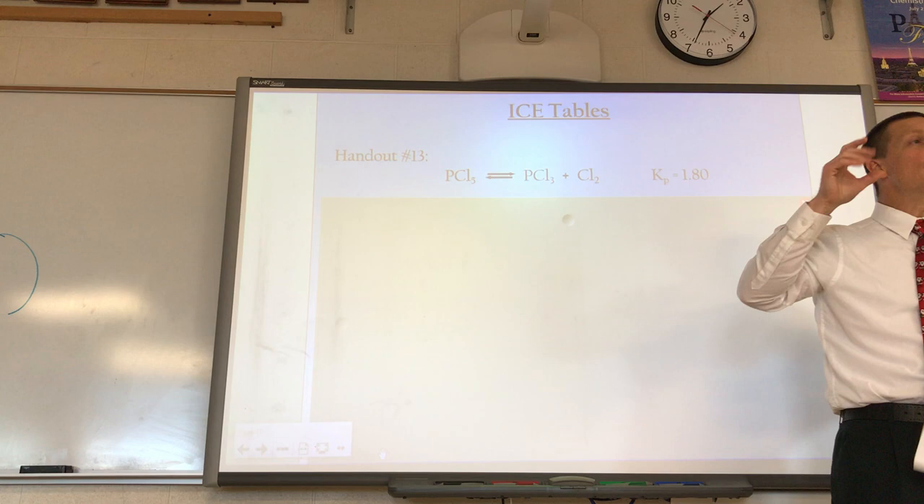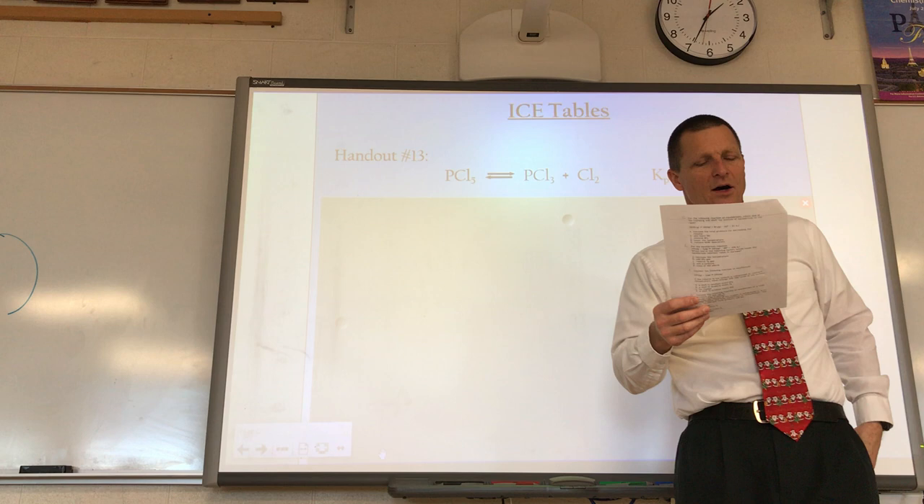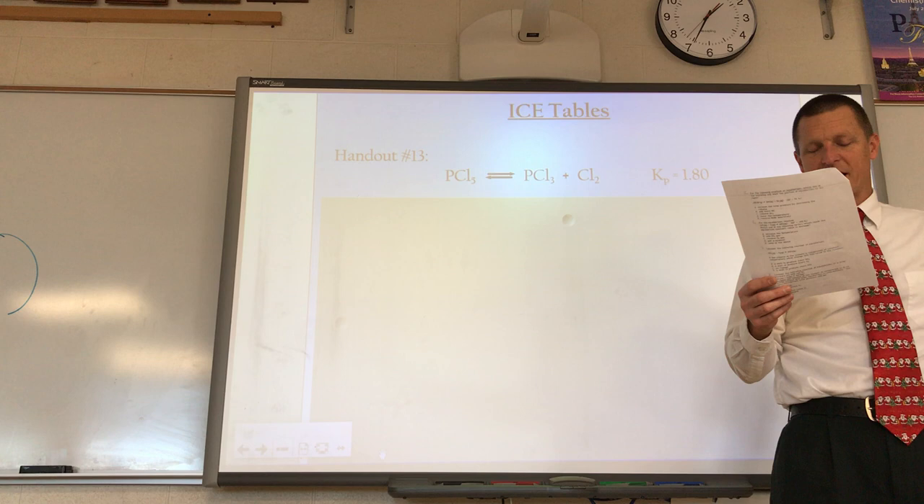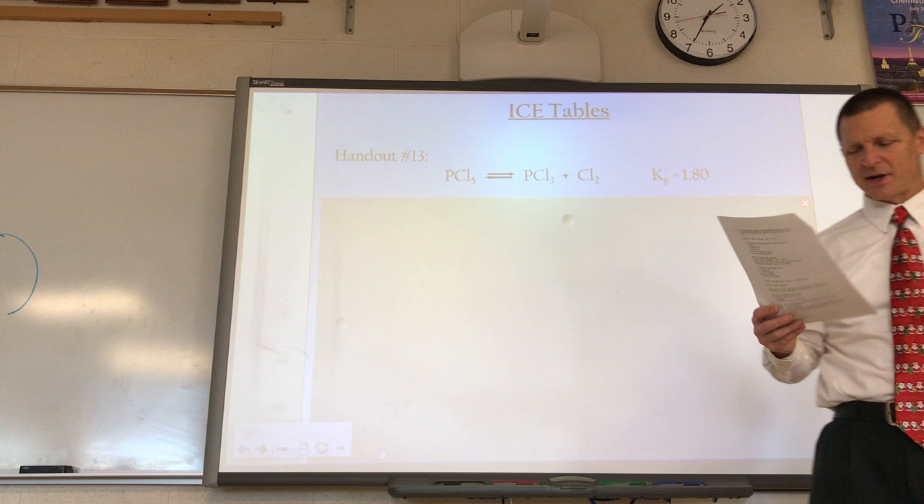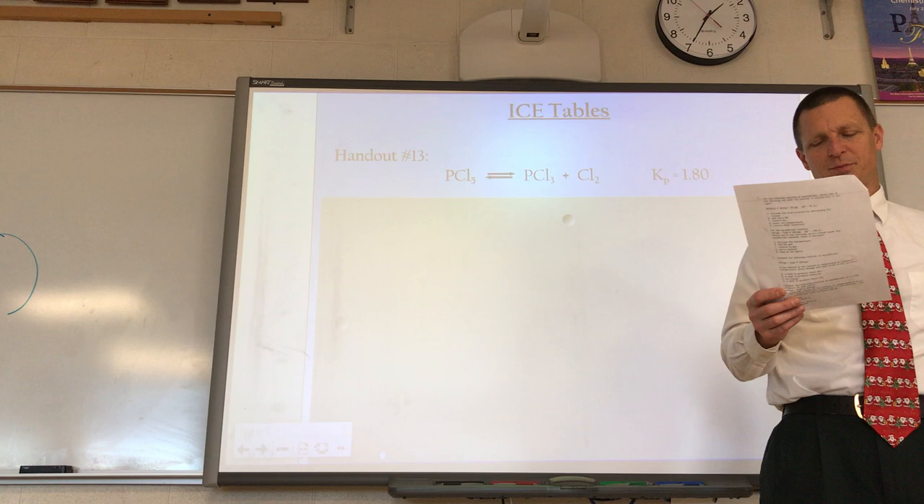Let's look at the problem first. Number 13. Look at number 13 with me. At 250 degrees, the equilibrium constant Kp for the reaction below is 1.8. So here's the reaction. PCl5 breaks down. You can see what happens. Sufficient PCl5 is put into a reaction vessel to give an initial pressure of 2.74 atmospheres at 250 degrees. Calculate the pressure of PCl5 after the system has reached equilibrium.